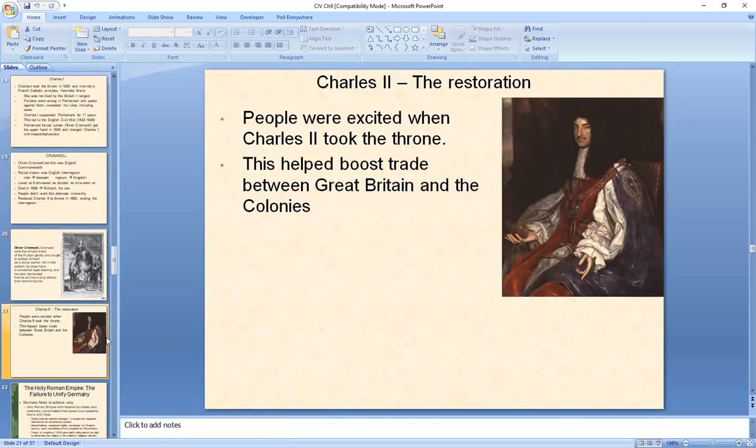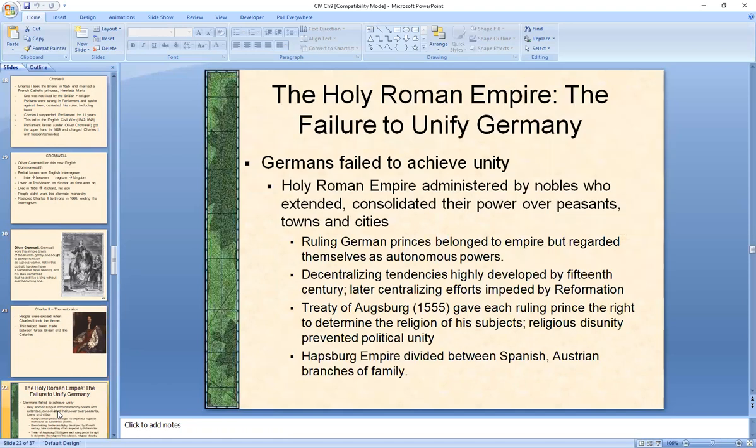So when Charles II came back to power and the kingdom was actually put back in Stuart control, this is what we refer to as the Restoration, because the kingdom was restored. The people of England were excited when Charles II took the throne, not only in England, but English colonists in America were excited too. We spend a lot of time talking about this period in US history because it's so important, because it helped boost the trade between Great Britain and the colonies, and Great Britain and the rest of the world for that matter. Okay, moving on to Germany.